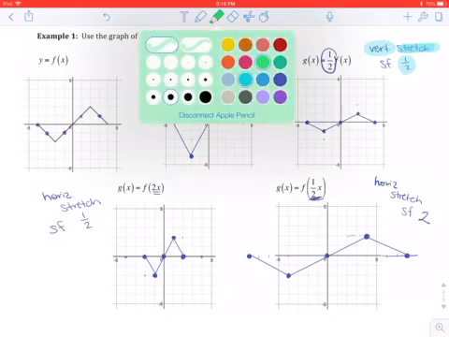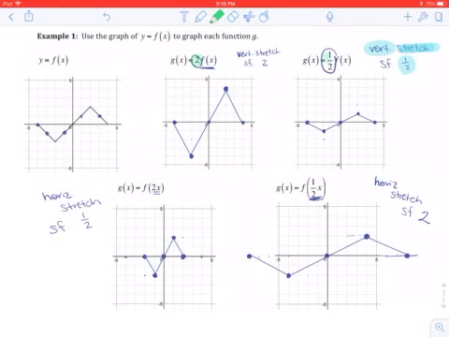So again, just that reminder of how we went through these. The outside is going to affect the vertical. You can tell it's taller or shorter. Versus if we have the inside, it's going to affect your x. You can tell that it goes closer to the y-axis or further from the y-axis.